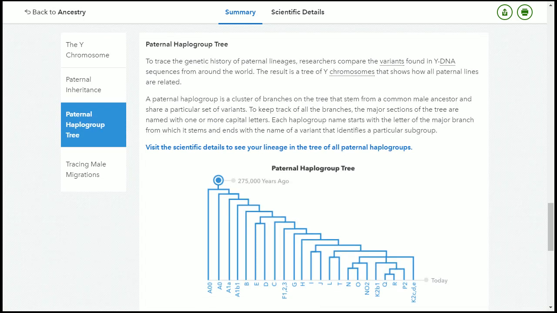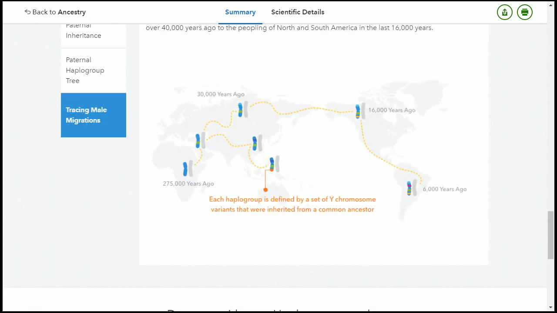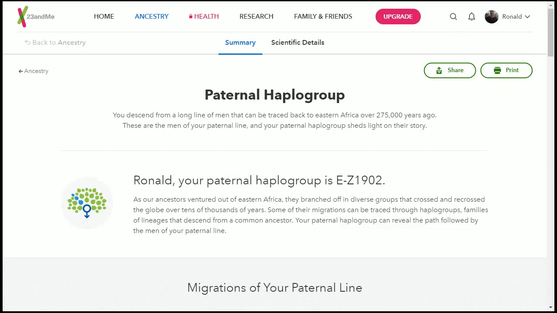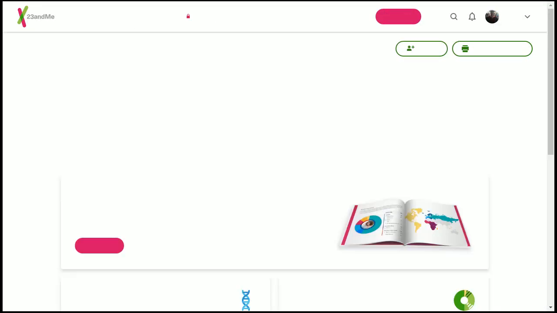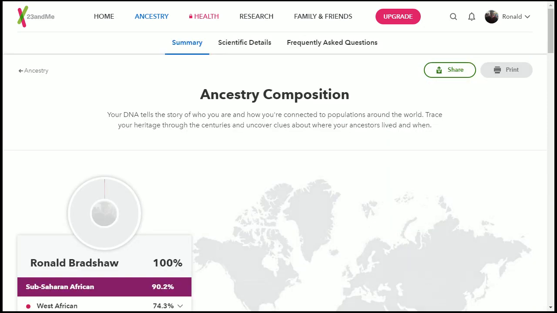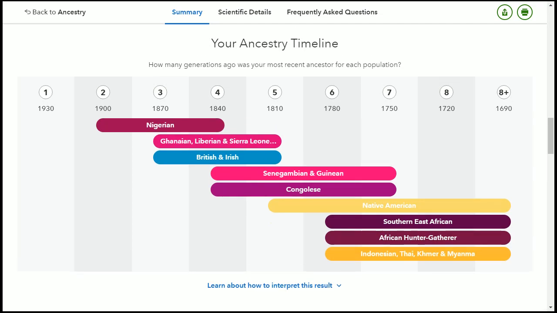My paternal match and tracing the male migration. So you can see that there, and that's how it came about. Okay, so let me go find another one here. Hopefully you're sticking with me through this. Find this exciting. I don't want to go to relatives. I don't want to go to that. I think composition is the one I wanted to go to. Okay, that's the one we did already. Oh, this is it down here. Okay.